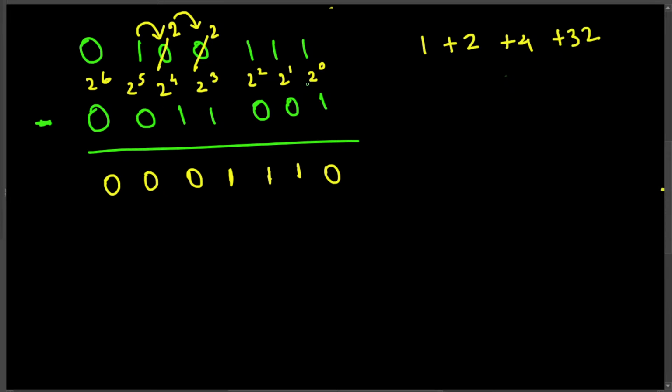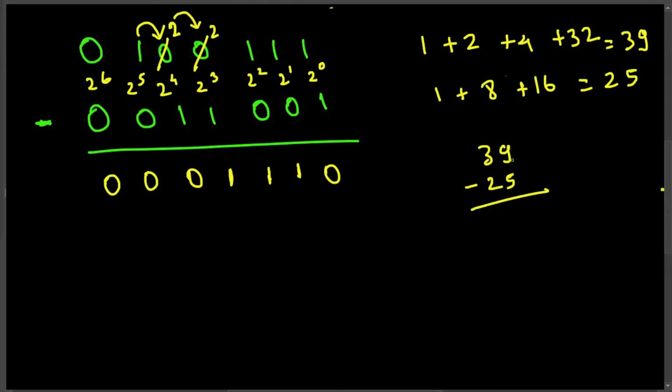Let's find out what this number is. 32 plus 4, that is 36. 36 plus 2, 38. 38 plus 1, 39. And let's look at the other number. We have 1 at 2 power 0, that's 1. Then we have 1 at 2 power 3, that is 8. And we have 1 at 2 power 4, that is 16. And that's it. 16 plus 8 is 24. 24 plus 1, 25. And we are subtracting 39 minus 25.